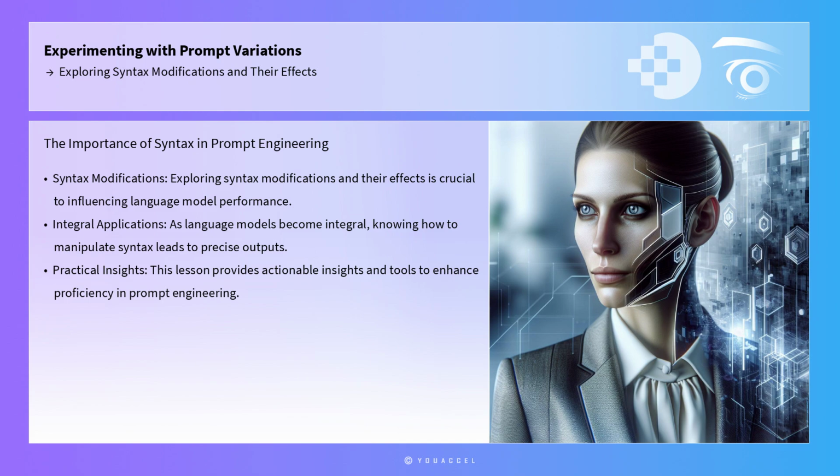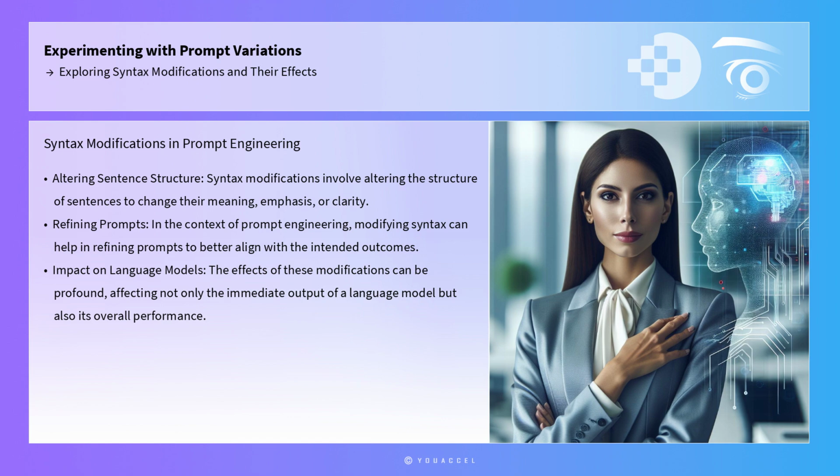This lesson aims to provide actionable insights, practical tools, frameworks, and step-by-step applications that professionals can implement directly to enhance proficiency in prompt engineering. Syntax modifications involve altering the structure of sentences to change their meaning, emphasis, or clarity. In the context of prompt engineering, modifying syntax can help in refining prompts to better align with the intended outcomes. The effects of these modifications can be profound, affecting not only the immediate output of a language model, but also its overall performance.